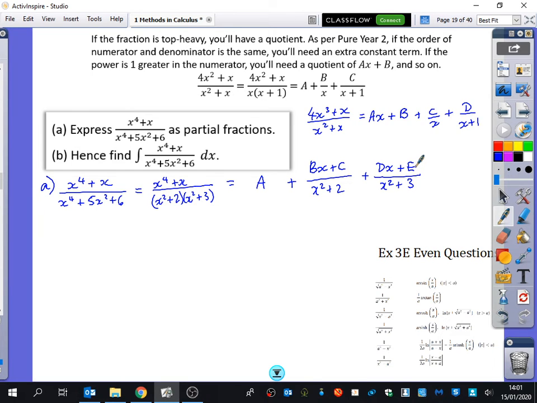Okay, so let's be really careful here. This will be much better, you'll see. We get x to the power of 4 plus x is equal to, well, we need to have everything all multiplied up. So a times both of these things, and we know what both of these things are. If you want, you could write them like this, x squared plus 2, x squared plus 3. Let's just stick with that for now. Then we're going to have bx plus c multiplied by x squared plus 3. And then we're going to have dx plus e multiplied by x squared plus 2.